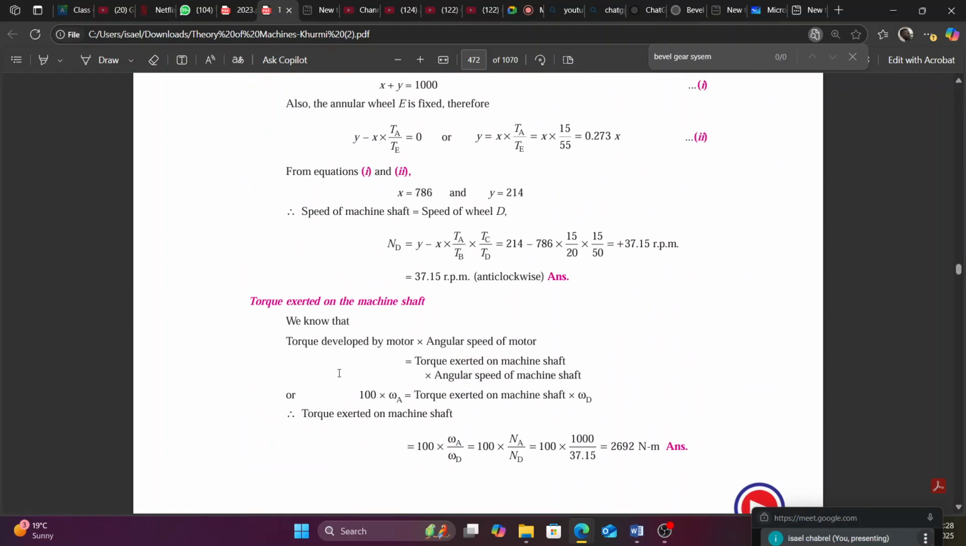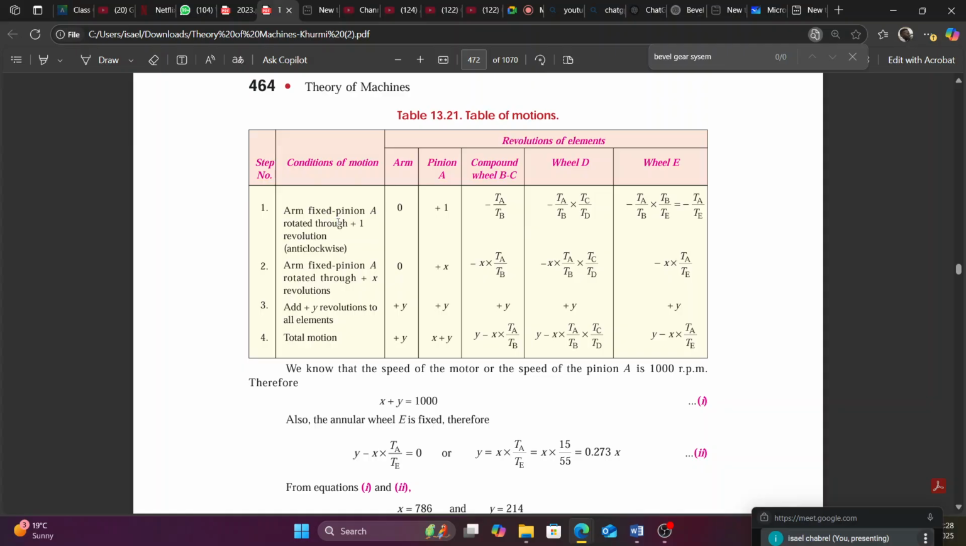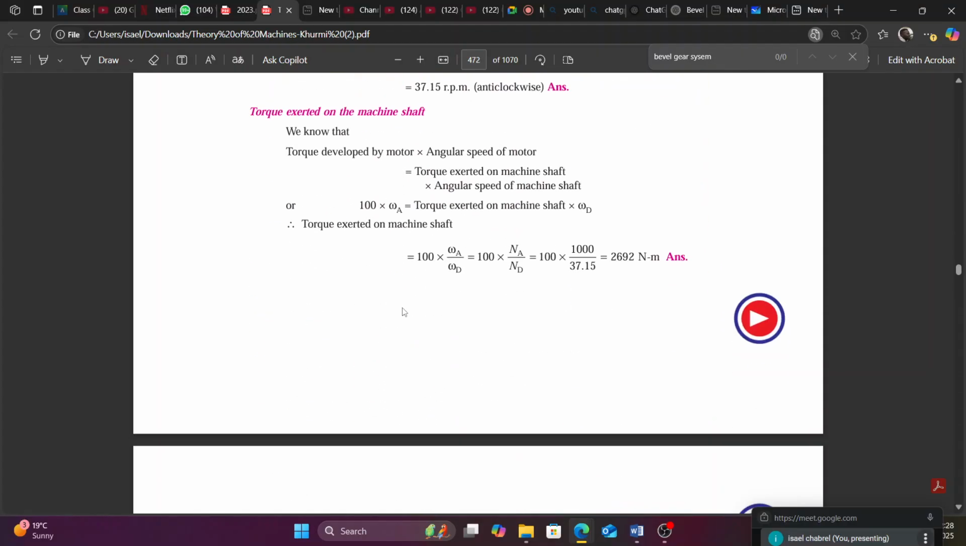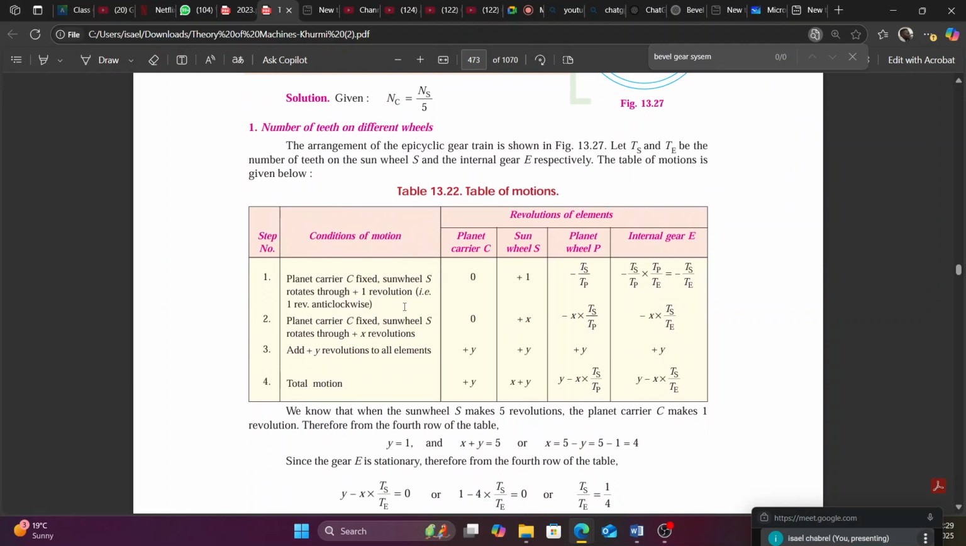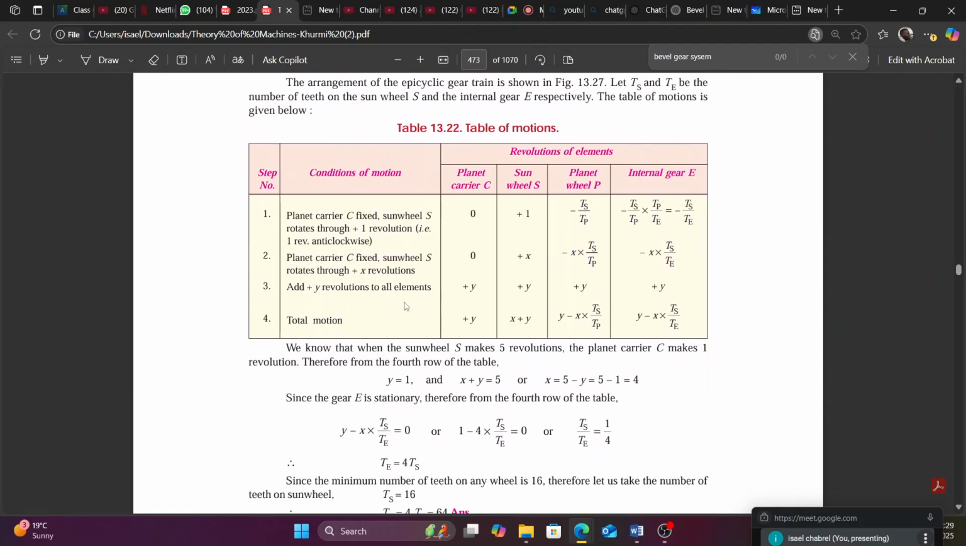Look at this example here. They said arm is fixed and we rotate to whatever positive. It will always be like this. So you already know what you are solving. I don't know how to explain it further, but the statements, they are not changing.